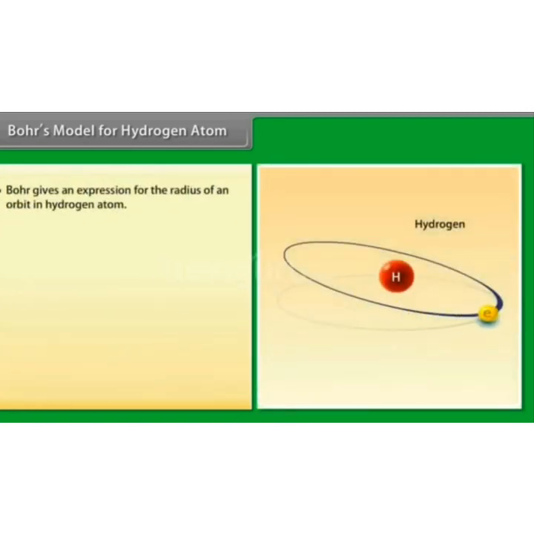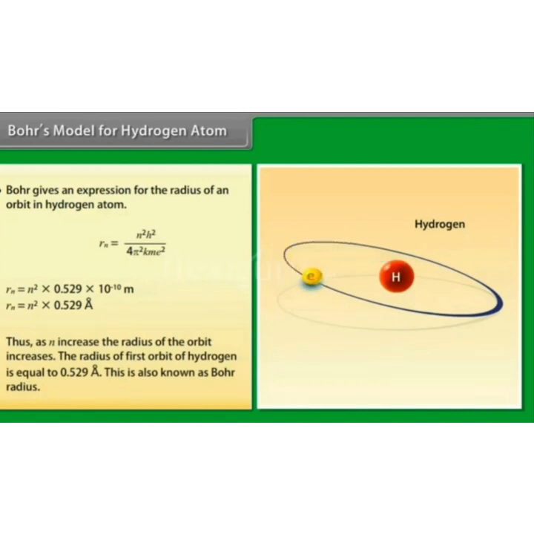Bohr gives an expression for the radius of an orbit in a hydrogen atom. Rn = n² · h² / (4π² · k · m · e²). Rn = n² × 0.529 × 10⁻¹⁰ m. Rn = n² × 0.529 Å. Thus, as n increases, the radius of the orbit increases. The radius of first orbit of hydrogen is equal to 0.529 Å. This is also known as Bohr's radius.